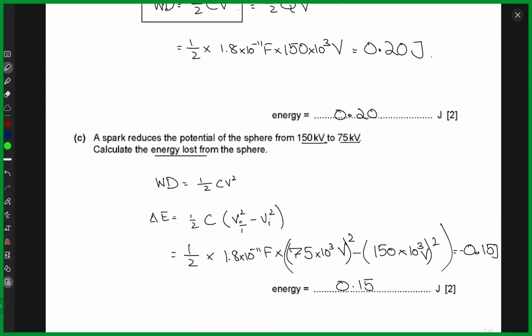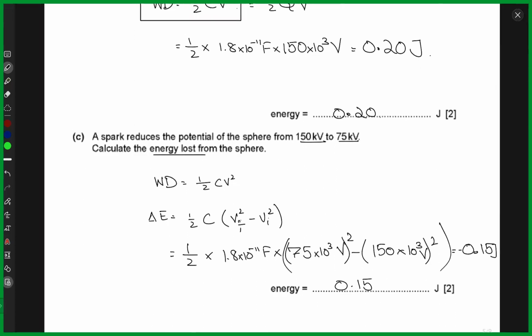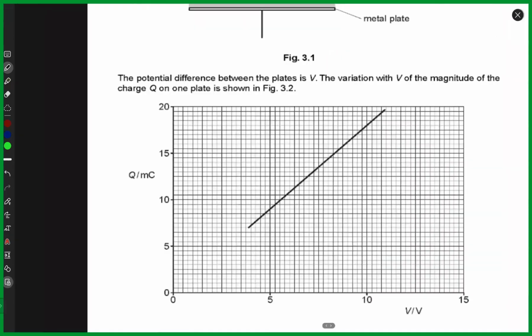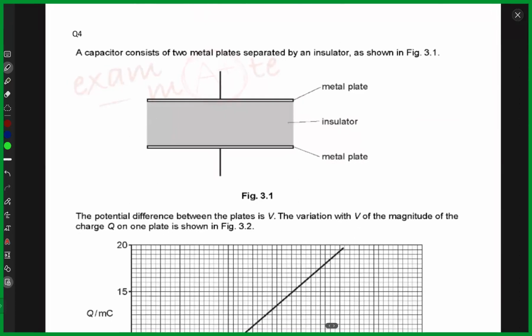Does that make sense? All right. Quickly.